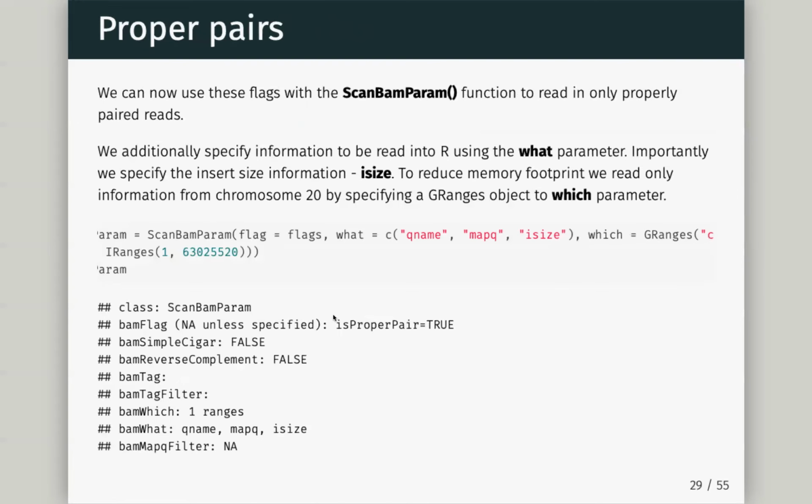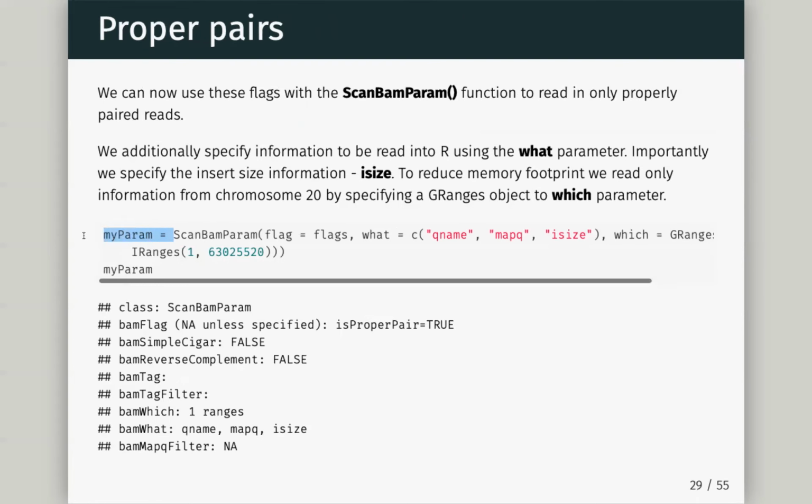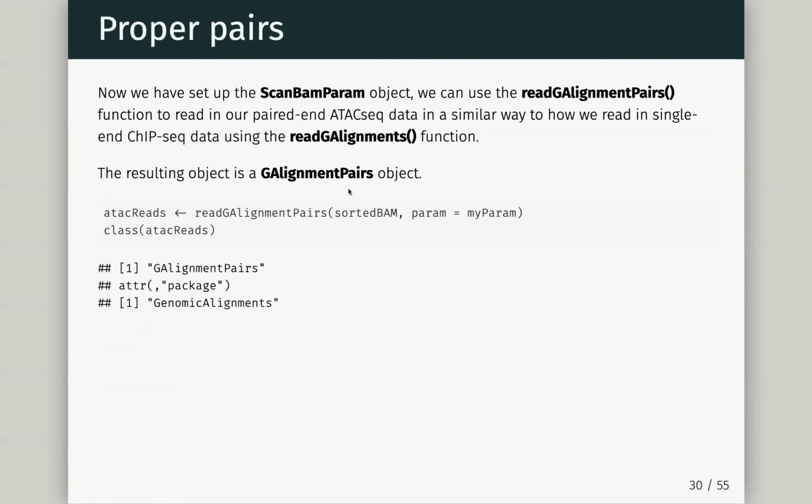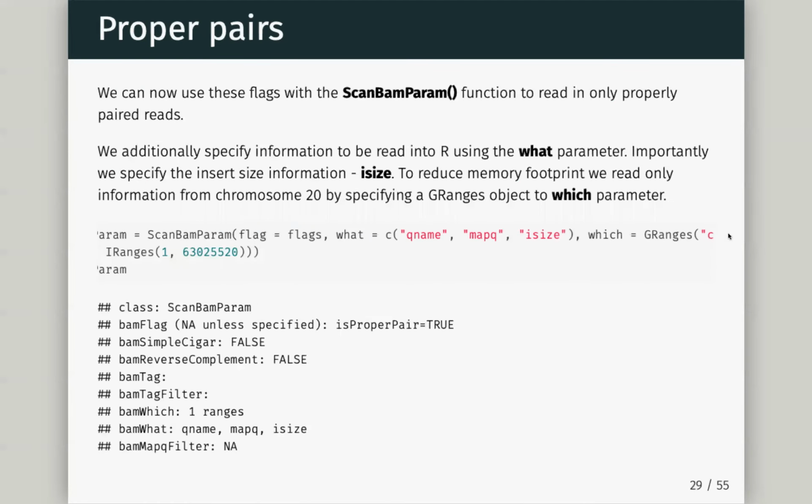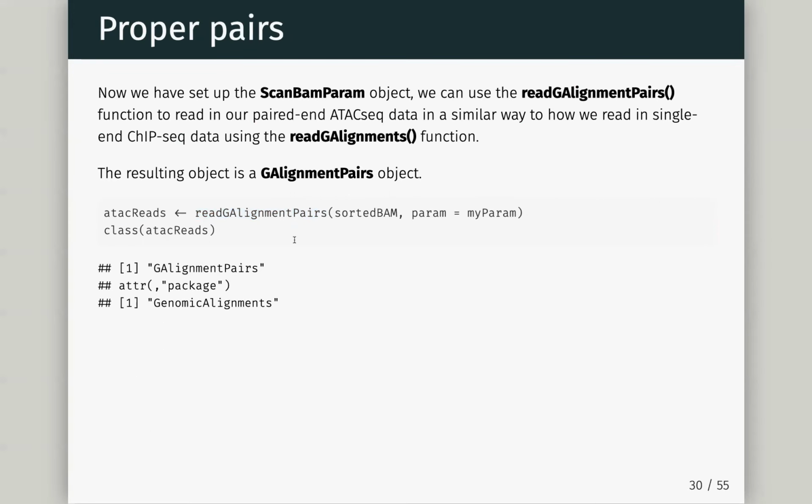Okay, so now I can use my scanBamParam, and I've created a ScanBamParam object. Then I will pass that to my readGAlignments function, except now, previously we did readGAlignments. This time I'm doing readGAlignmentPairs, giving it my sorted BAM file, and I'm telling it the parameters. I want this information only over chromosome 22, and just give me properly paired reads.